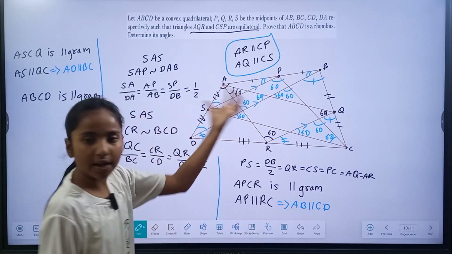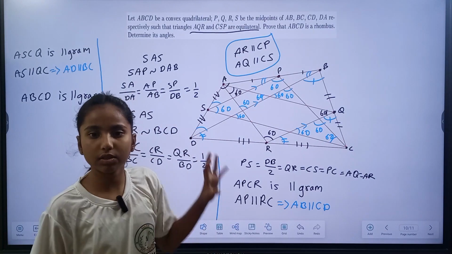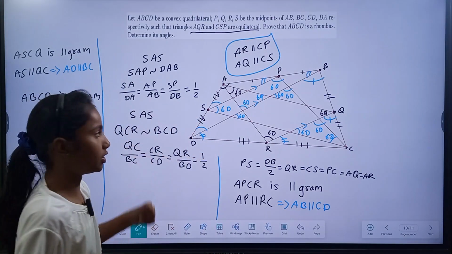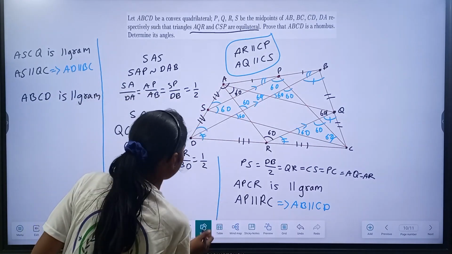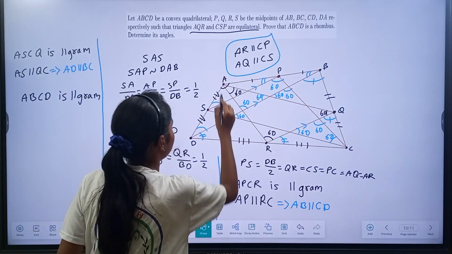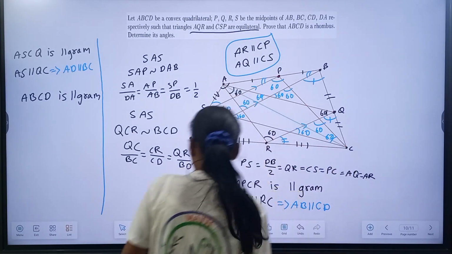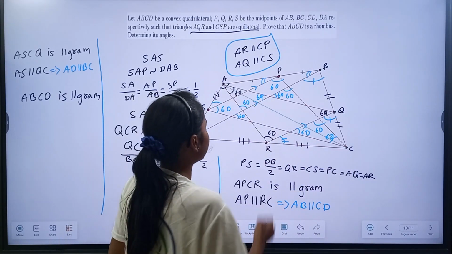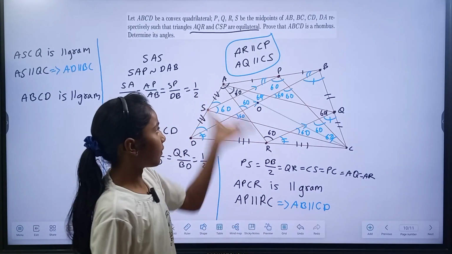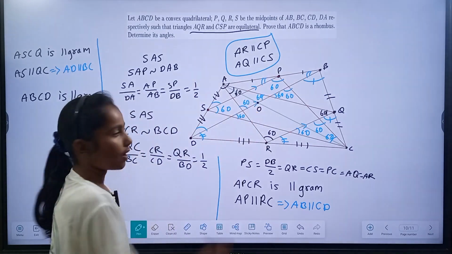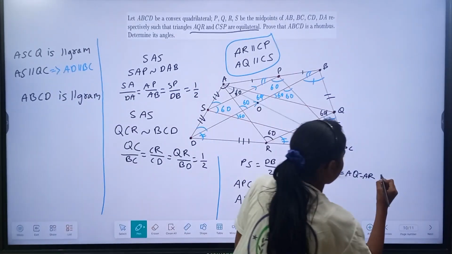So let's draw the diagonals, because in a parallelogram the diagonals bisect each other. Let's draw BD, and now we'll draw the diagonal AC. If these both are bisecting each other, this is the intersection point. Let this be O. So O is the midpoint of AC and BD, and the length of DO is equal to DB by 2.